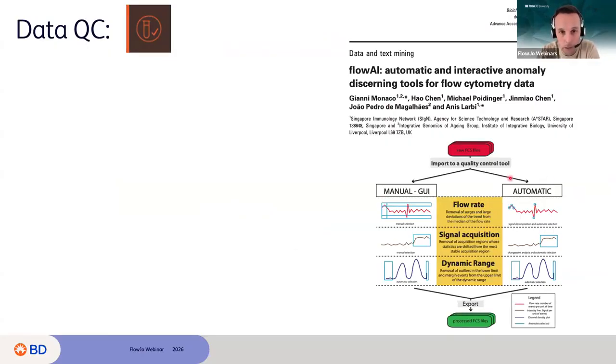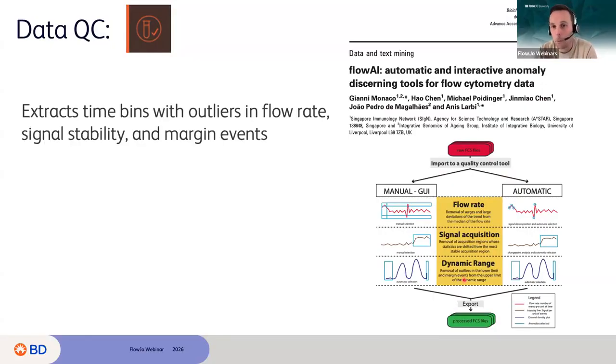FlowAI is looking at the three main reasons for technical anomaly, which are the flow rate, the signal acquisition, and the dynamic range. The way it works is it creates really small time bins of your sample, and makes sure that between each time bin you have about the same number of events, meaning your flow rate was stable. If you see a burst or a decrease in the number of events, it may be that you got a big train of cells that went through the flow cell at one point, or you got a clog or an air bubble, which is why your flow rate dropped. So we want to remove those small time bins.